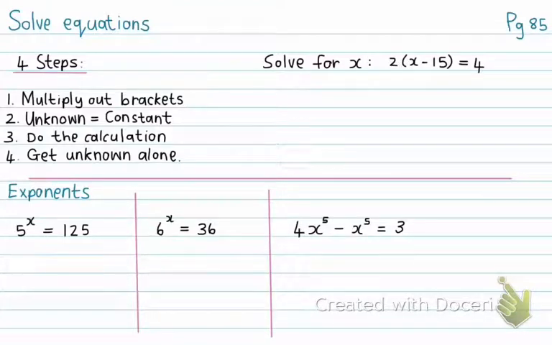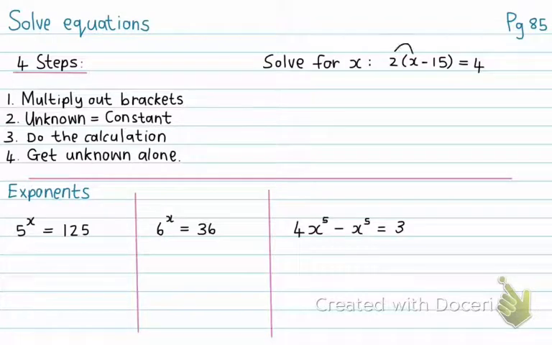Alright, so let's look at 4 steps which we can use to solve any linear equation. The first step is to multiply out brackets, and I'm going to explain the steps by means of this equation on the right-hand side: 2 and then in brackets x minus 15 is equal to 4. Right, so the first step says I should multiply out brackets. Okay, now there's more than one way to solve this linear equation, but I'm going to use these steps now.